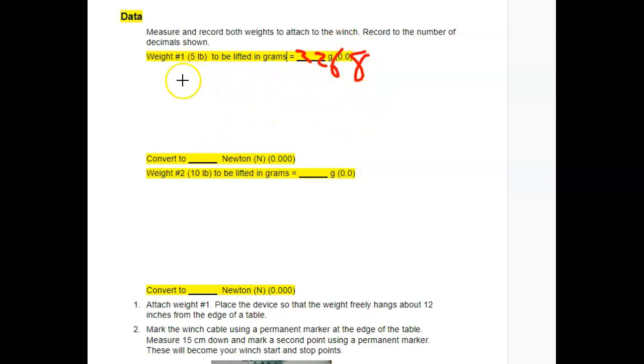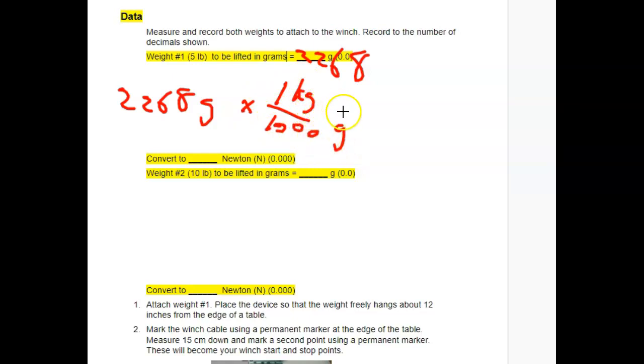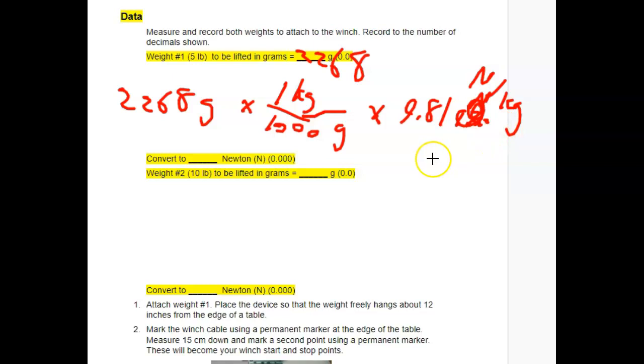Well, with 2268 grams, we first have to go to kilograms. So I'm going to multiply 2,268 grams by 1 kilogram, which is the same thing as 1,000 grams, because kilo means 1,000. Once we're in kilograms, we can multiply by 9.81, or 9.8 if you want fewer decimals, in meters per second squared, which basically for us just turns this into newtons per kilogram. So we can leave that there, and when we do that math, that should come out.